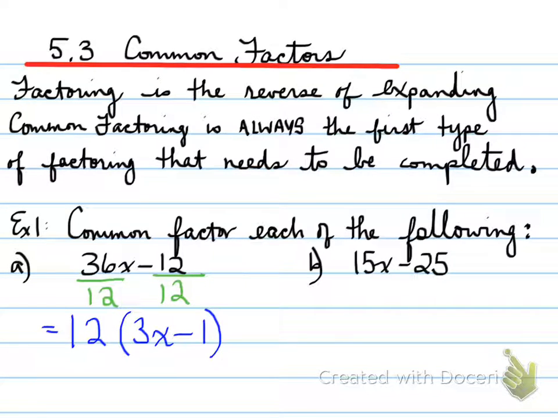15x minus 25, what can be divided by both of those? That's right, you guessed it, 5. 5 can be pulled out. What will be left? Well, we'll just have to see. 3x minus 5, because 15x divided by 5 is 3, and 5 times 3x is 15x. 25 divided by 5 is 5, so 5 times minus 5 is going to give us minus 25 when we expand it. All right, moving forward, let's look at some more examples.